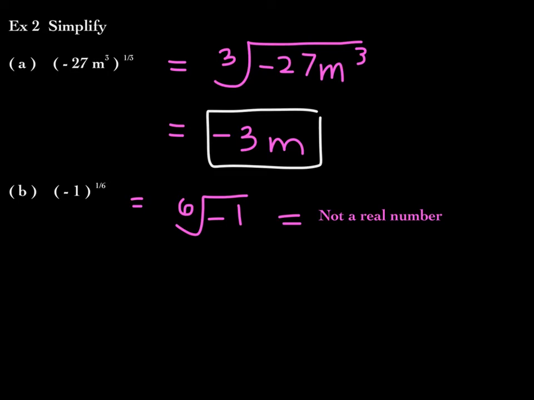Whenever the index is even, whenever you're trying to find an even root, then the radicand has to be positive, or else you're going to get not a real number. But whenever you're finding an odd root, the radicand can be negative. That's fine.